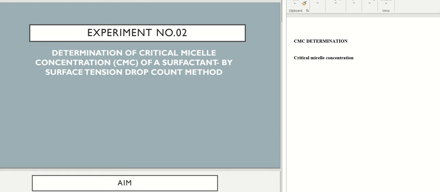Today's experiment will be discussing the determination of critical micellar concentration of a surfactant. Critical micellar concentration is also known as CMC of a surfactant. CMC is determined by the drop count method, and in this experiment we will be making use of an instrument known as stalagmometer.